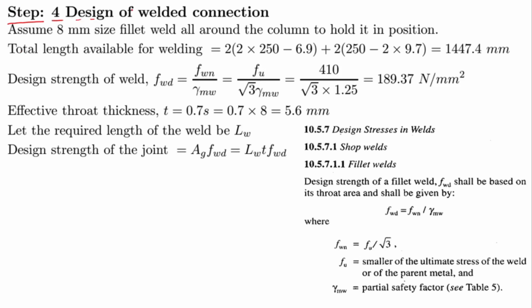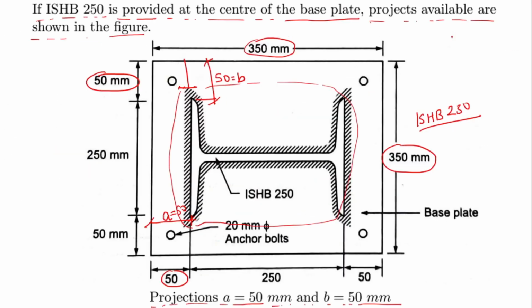Next, step 4, design of welded connection for the base plate. Assuming an 8 mm size fillet weld all around the column to hold it in position, if you see over the base plate, the column section is placed at the central portion, and throughout the whole length of the section the welding is provided. If I see one flange of the section, the length of the flange is 250.